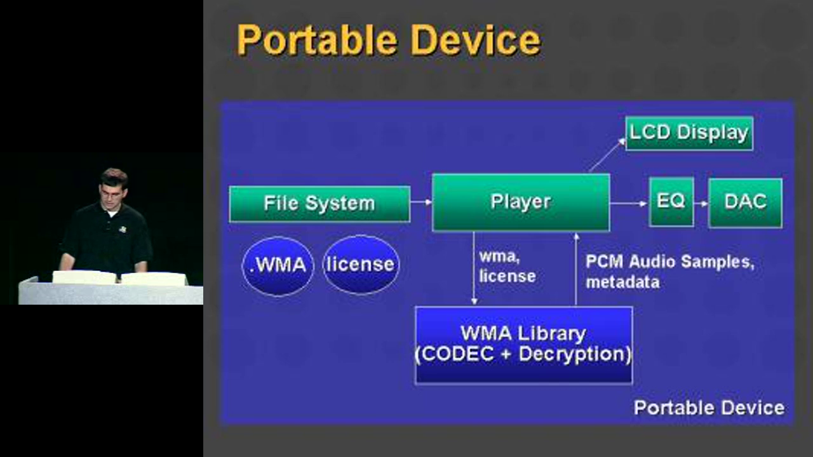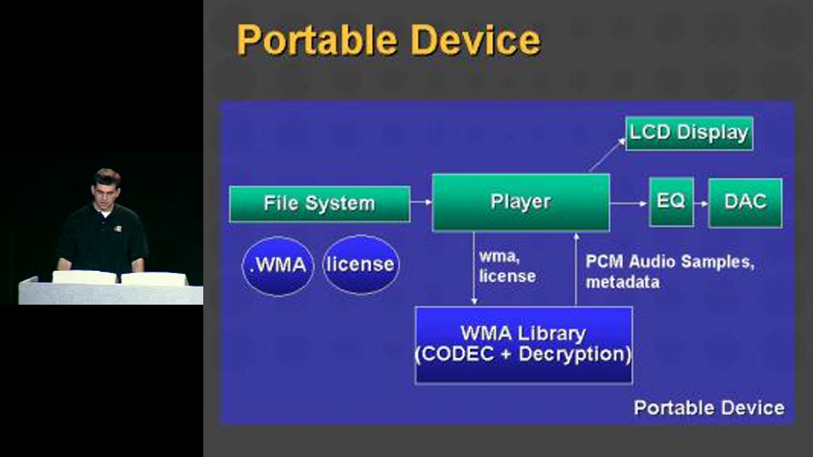And the point here is this box, the WMA library, which contains decompression, or compression in the case of a device that records. That library is available from Microsoft, and you will integrate that into the firmware on the device, compile it, and link it together with the player. We supply it as a binary, but you link it together with the player.